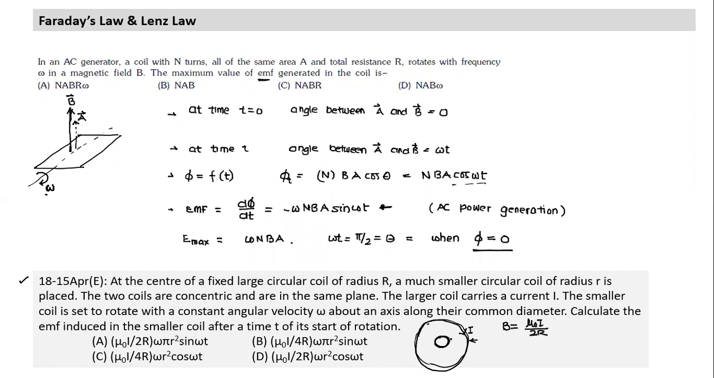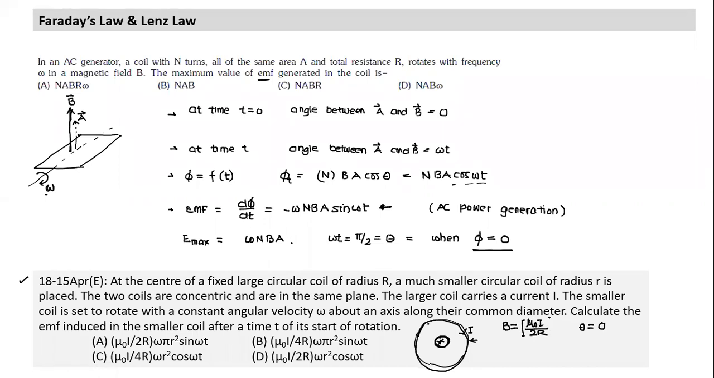And what is the direction? It is perpendicular to the plane of the coil, which means I can assume the initial theta is equal to 0. Exactly the same situation as above. The only difference is that here the value of B is given. In place of B, what do we need to write? In place of B, I need to write mu naught I by 2R.